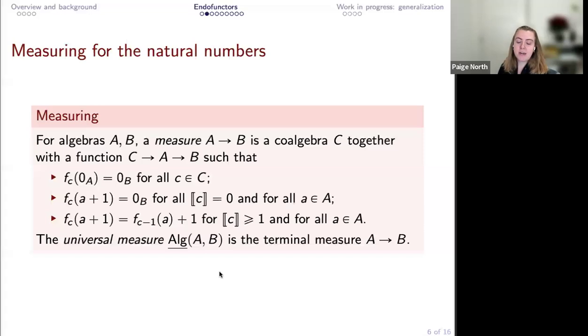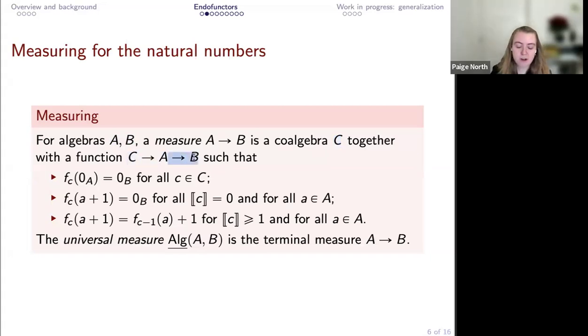So now I want to start breaking down the definition of measure, which was pretty abstract and kind of unclear, like what exactly it's telling us about the relationship between algebras A and B in the example of the natural numbers. That's why this is red. So we're starting with, let's say, algebras A and B. Remember, we're looking at the endofunctor for the natural numbers. In particular, our underlying category is Set, so everything's just sets and functions here. So we have algebras A and B, and we want to read through the definition of measure in this example. It's a coalgebra C together with a function like this.